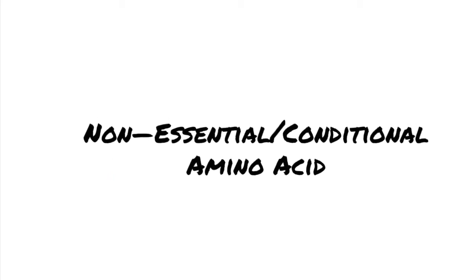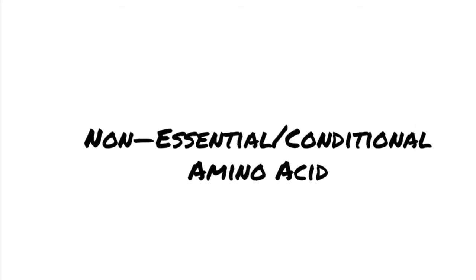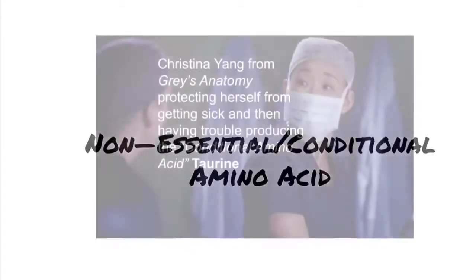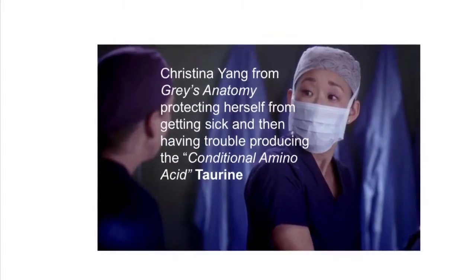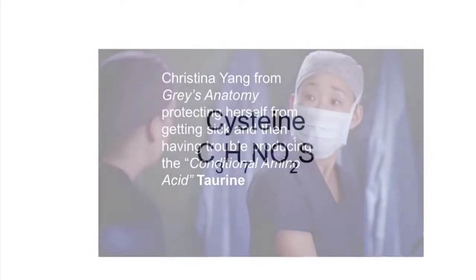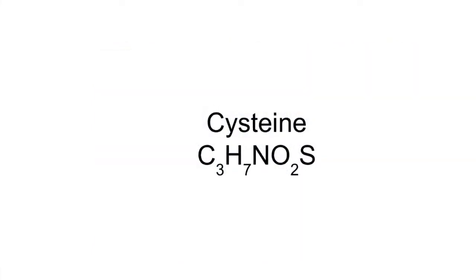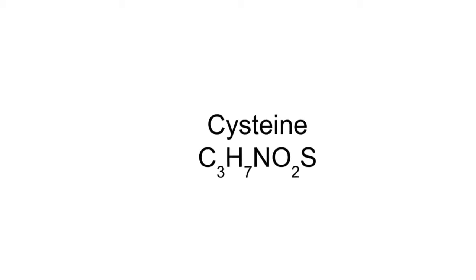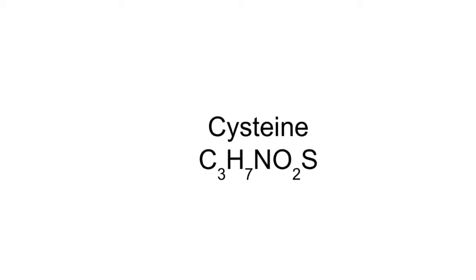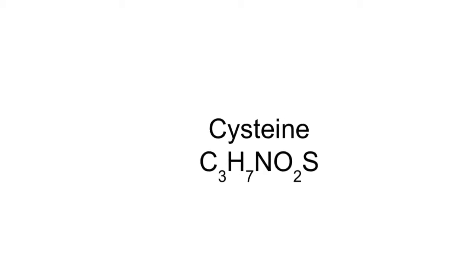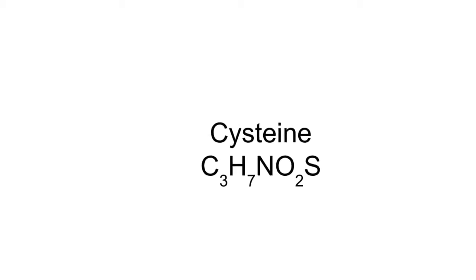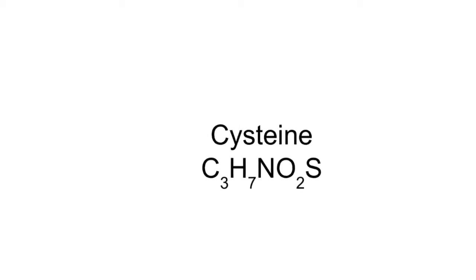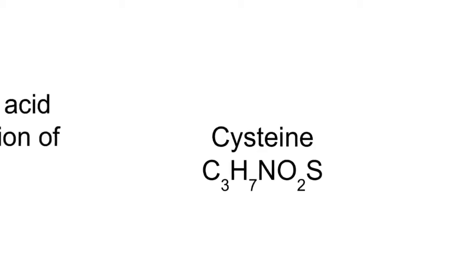Taurine is a non-essential conditional amino acid, which basically means it's a non-essential amino acid, but conditionally, sometimes when you're sick, your body is not able to produce enough of it. While taurine isn't a super well-known or focused on amino acid, it is related to a more well-known non-essential conditional amino acid, cysteine, which is found in most proteins but in really small amounts.